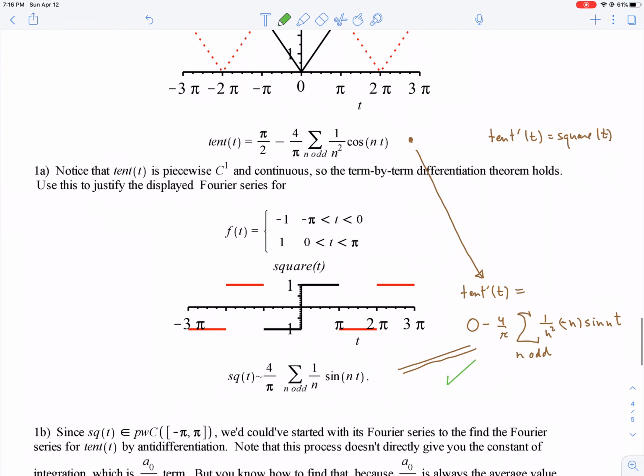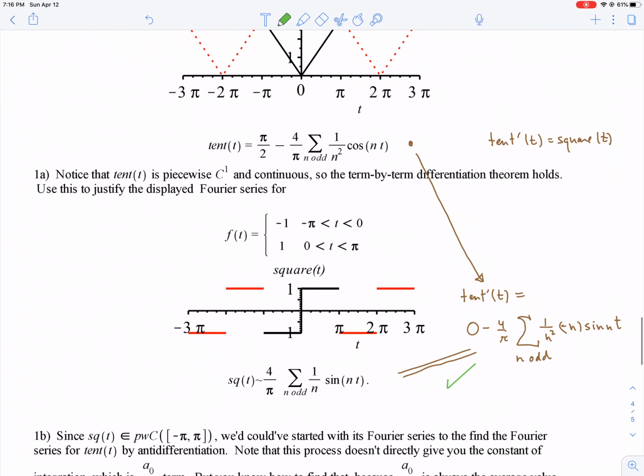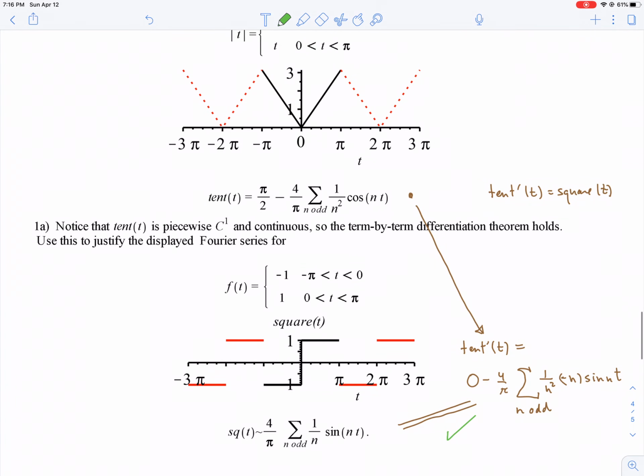Now, let's do the integration theorem. So the integration theorem says if I have a piecewise continuous function, so this is the differentiation theorem. Let's do the reverse procedure.